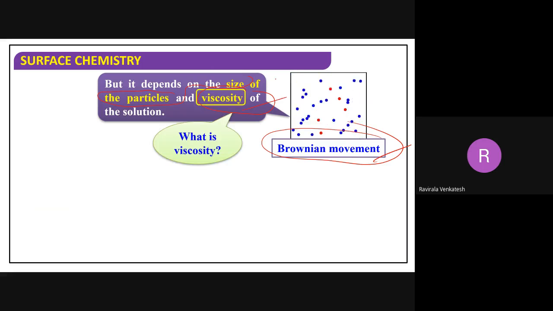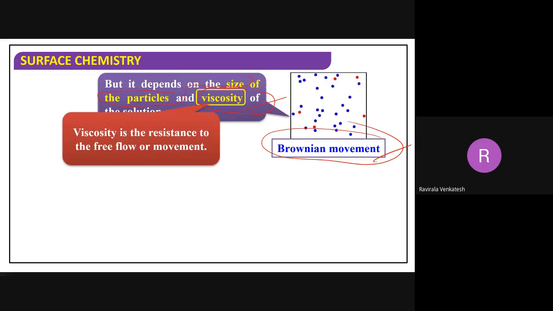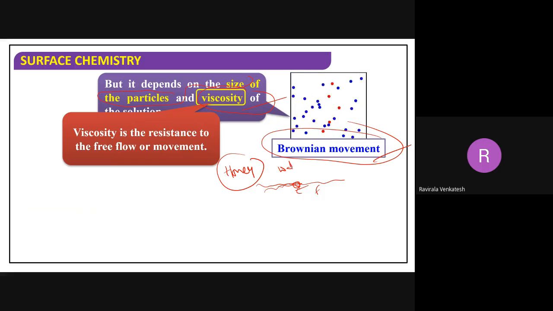Because if you have more viscosity, the movement decreases. Viscosity is nothing but the resistance to the flow of liquid. When the liquid flows, the front molecule moves forward and the back molecule pulls the front molecule towards it. Because of this, the flow of the liquid is resisted. So resistance to the flow of liquid is called viscosity. Honey has viscosity compared with water. Water flows easily, but honey flows very slowly because of the intermolecular attractions between the molecules.